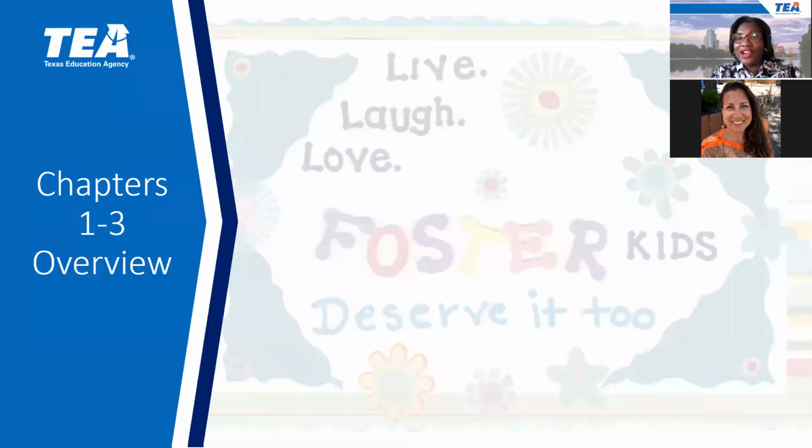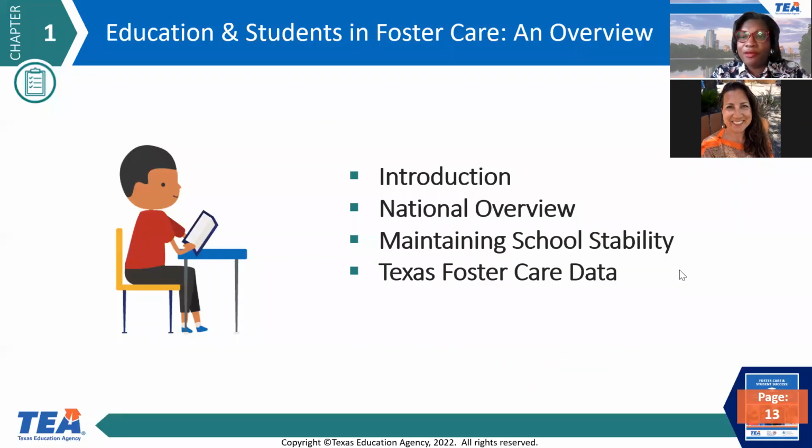So now let's start getting into the chapters 1-3 overview. This will be a high level overview of those chapters. First, we'll start off with chapter one. Chapter one talks about education and students in foster care, and in it, an overview. And what color is the chapter? The color is green. So we know if the color is green, it means it is an overview chapter. Chapter one begins on page 13 in the guide.